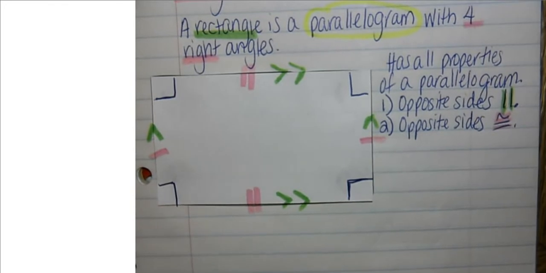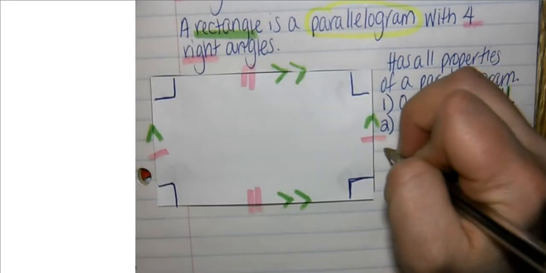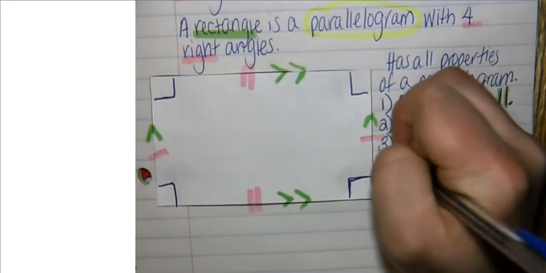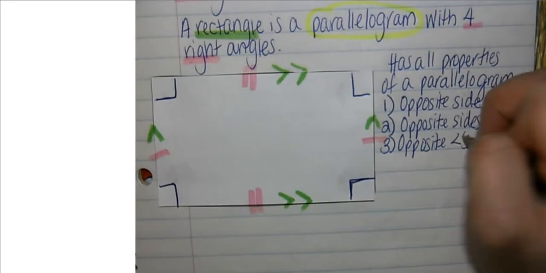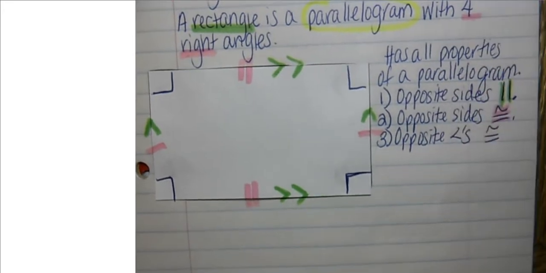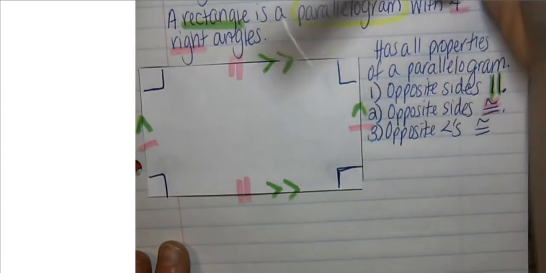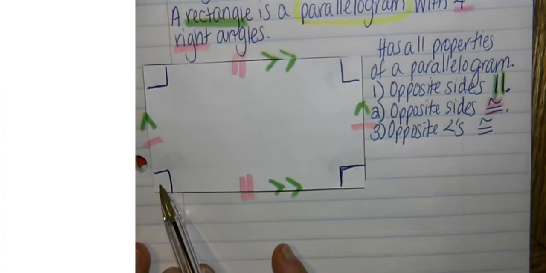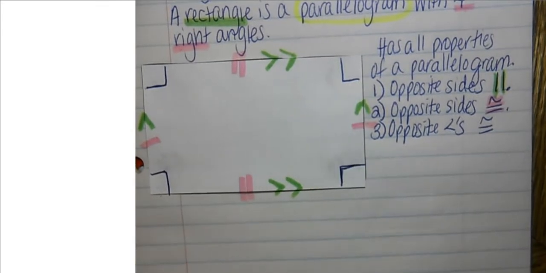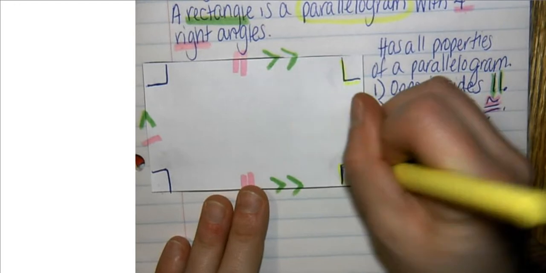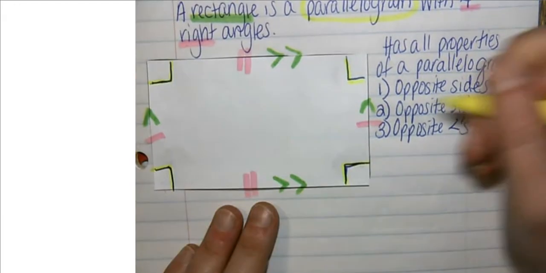Next, I have opposite angles are congruent. And now think about that. If this is a right angle and this is a right angle, yeah, right angles are congruent to each other. Same thing with this right angle and this right angle. These right angles are congruent to each other. So yeah, that is very true. We have opposite angles that are congruent.